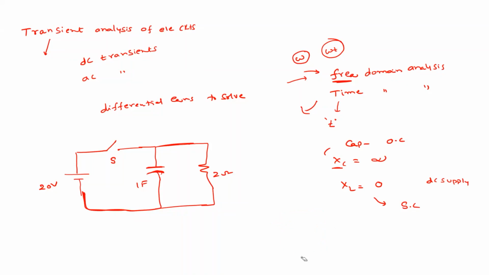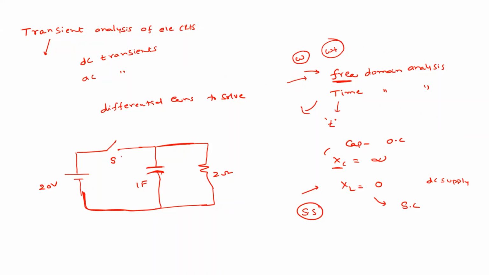So this is the thing. Just remember, right? So this is under what condition? This is under steady state condition. So there is no change in the circuit. The circuit remains the same all the time.